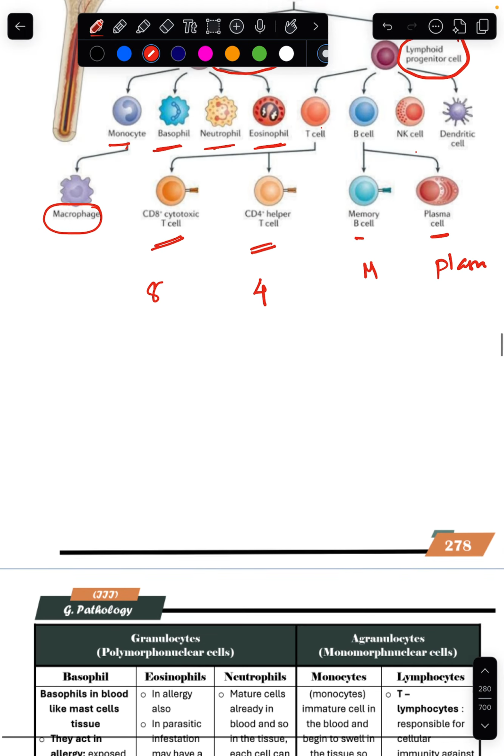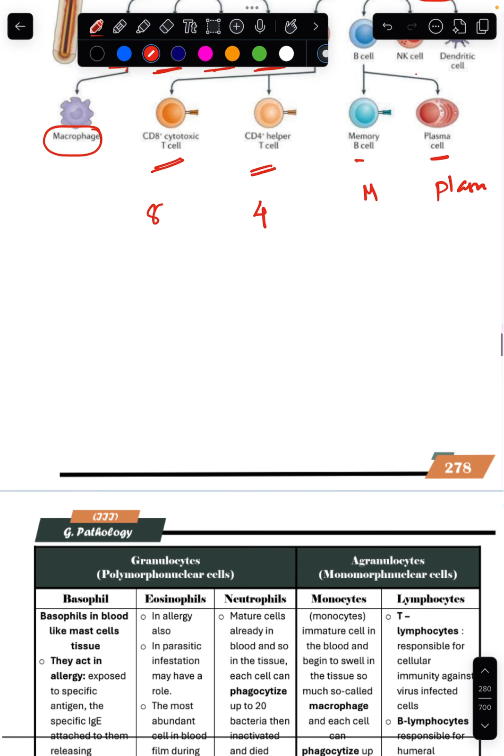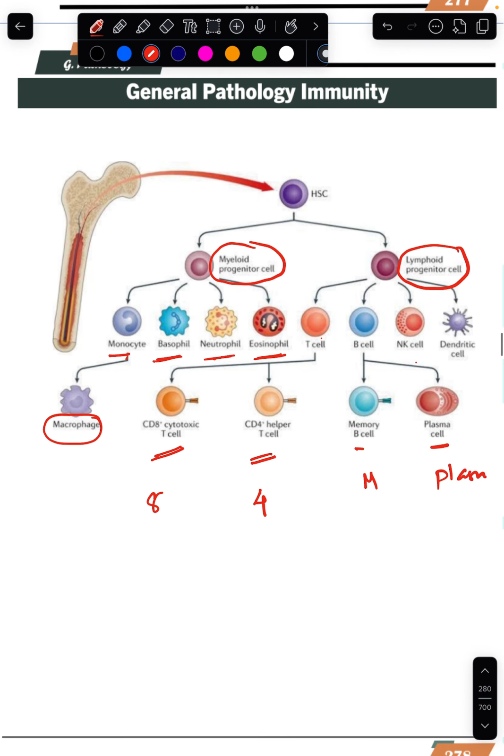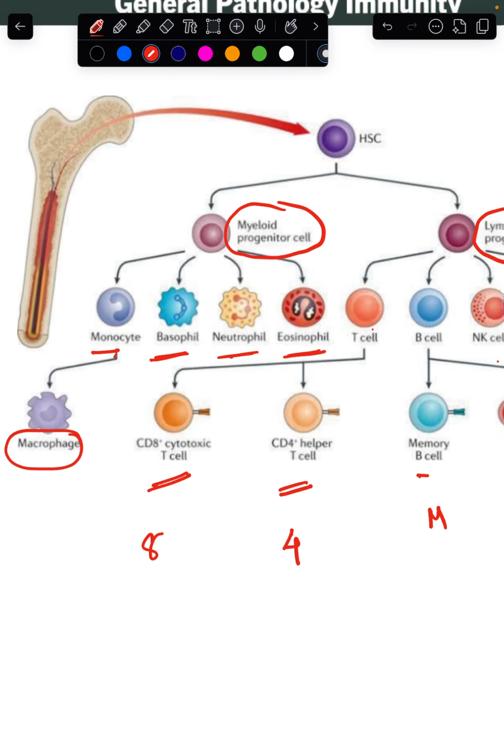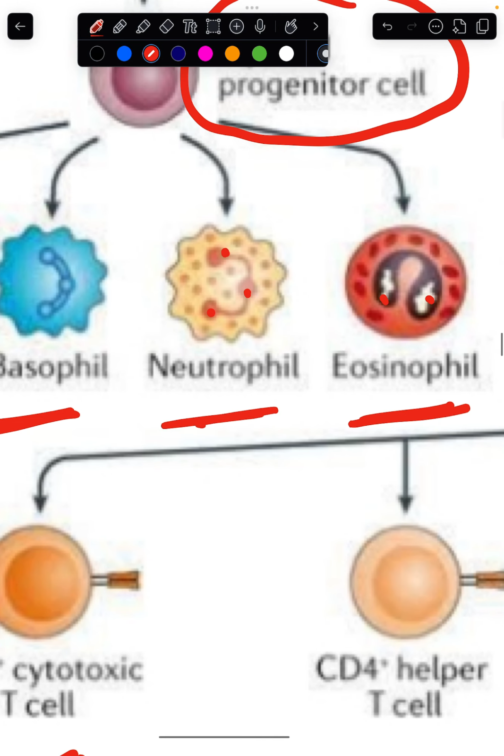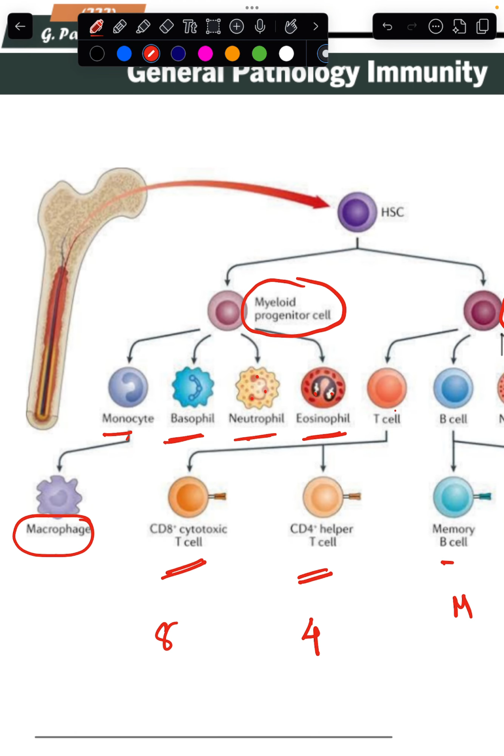Now, what do you mean by polymorphonuclear? Monomorphic nuclear means the nucleus is single. For polymorph, you can see the nucleus has lobes: 1, 2, 3. So these are three, and in monomorph it is single.